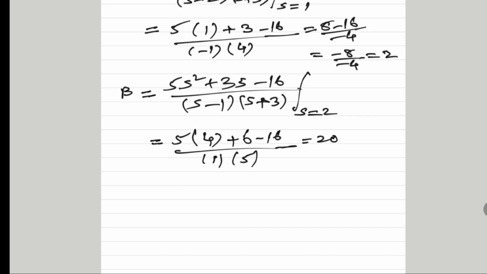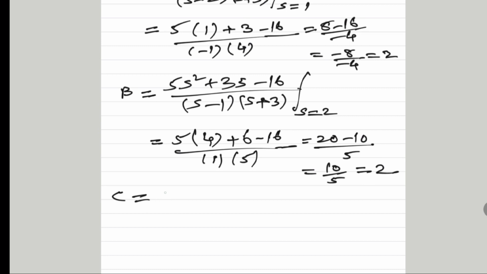5 times 4 is 20, and 6 minus 16, we get minus 10, and divided by 5. 10 by 5, we have the value of B as also 2. Then we find the value of C. This time we divide by s plus 3.